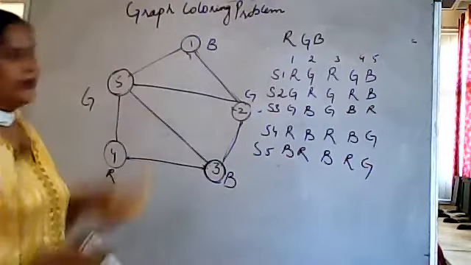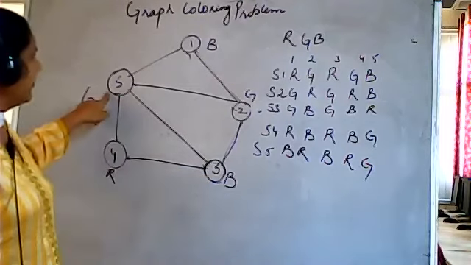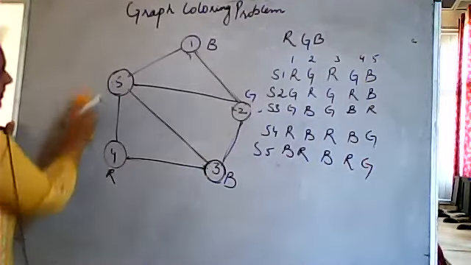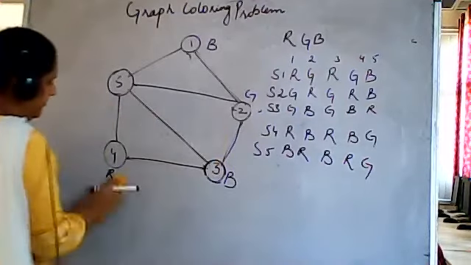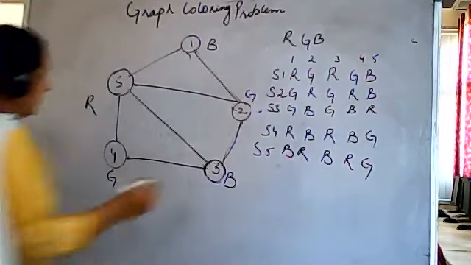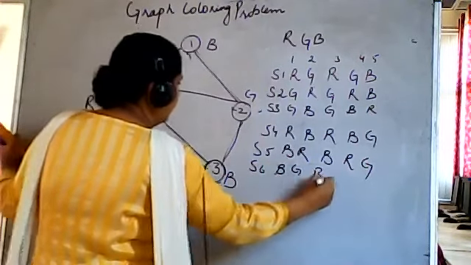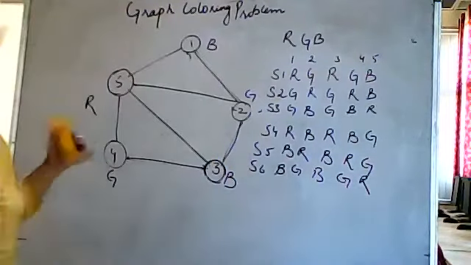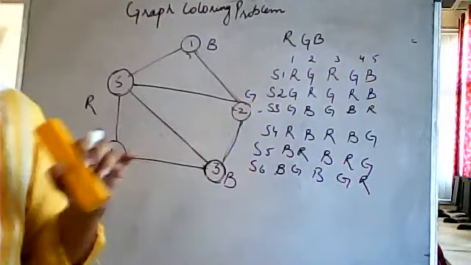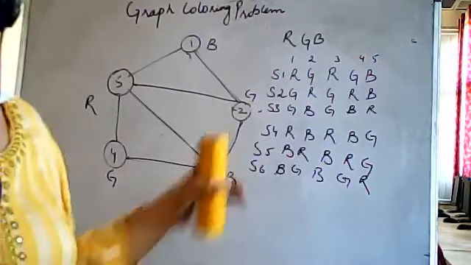So we have painted node one with blue, node two with green, node three with blue, node four with red, and five with... sorry, here it should not be. So this would be S6: blue, green, then red. Fine. So in this way, you can find the number of possibilities. If it is clear, please raise your hand.